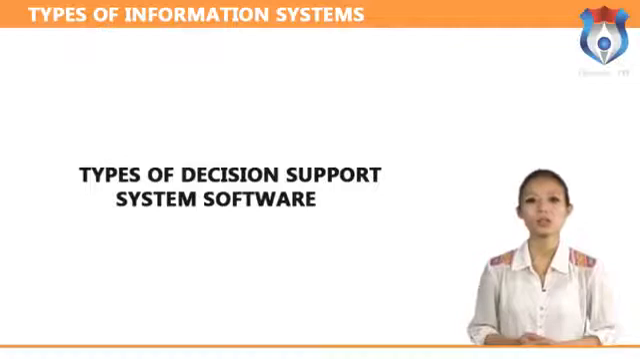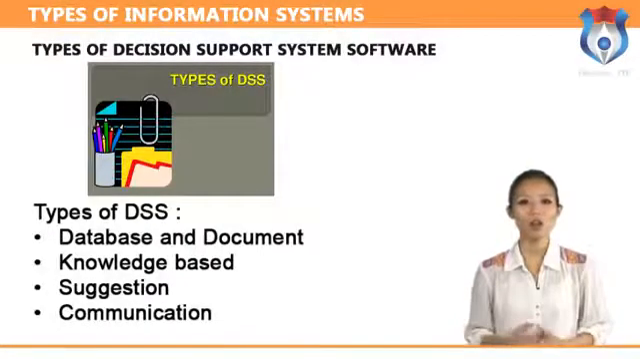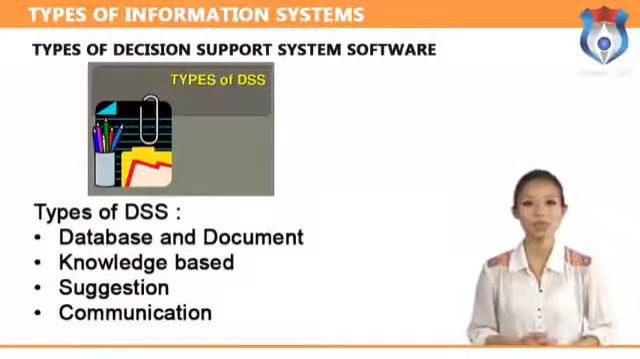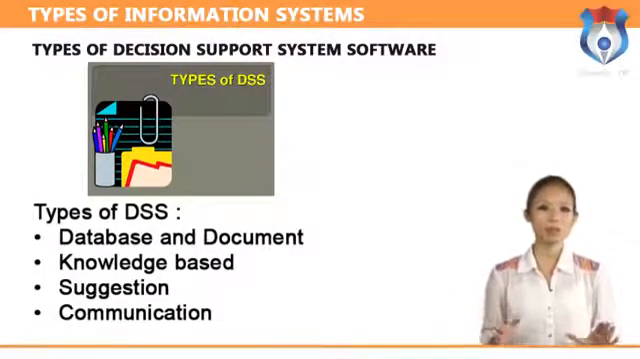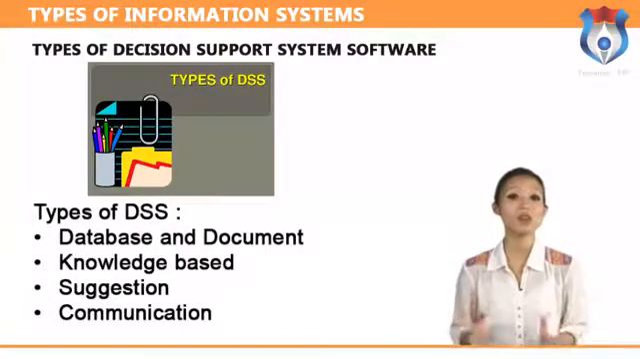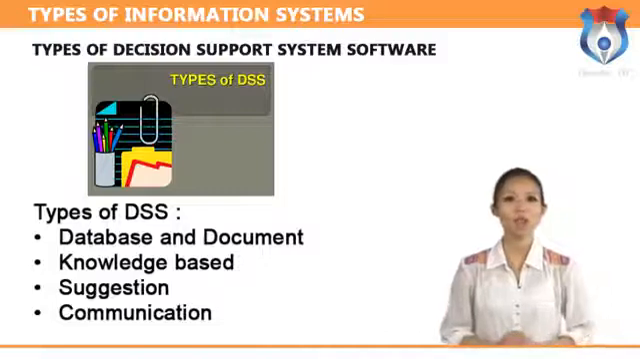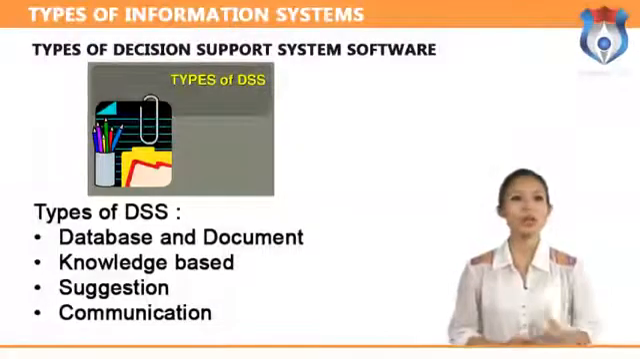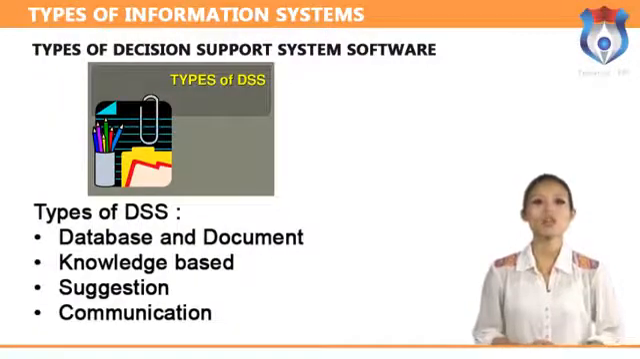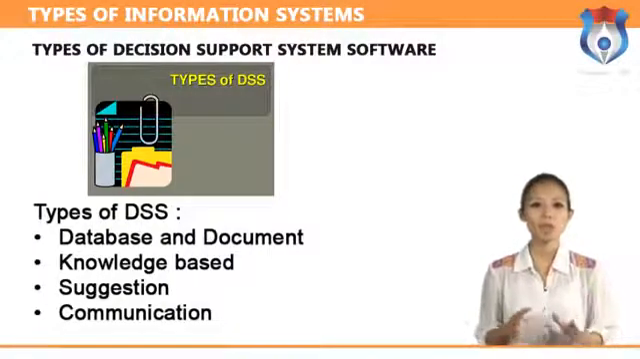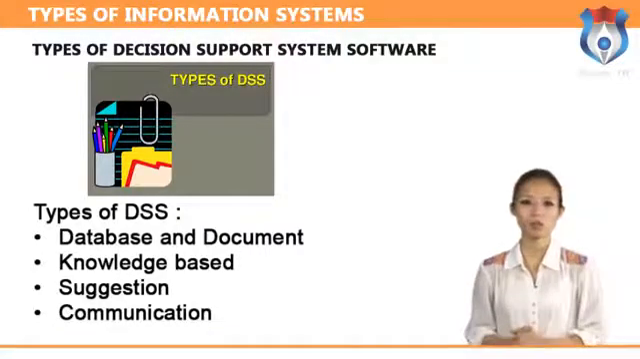Types of decision support system software. Various types of DSS software are database and document decision support system software, which allows the user to access databases and files pertinent to the decision, so the user can inform himself on the issue. Knowledge-based decision support system software is similar to the database and document type, but it accesses a knowledge-based website and may include information from both business associates and customers.